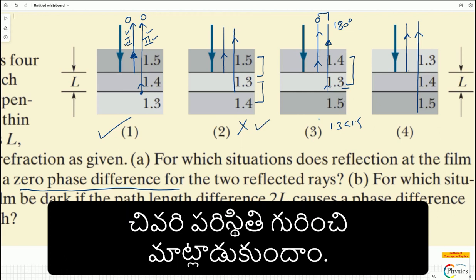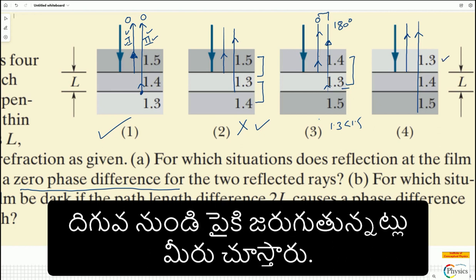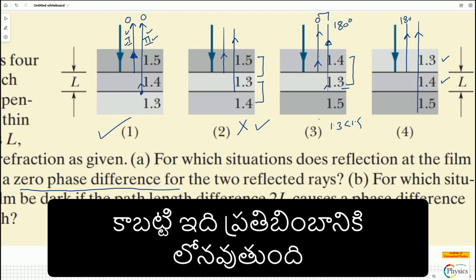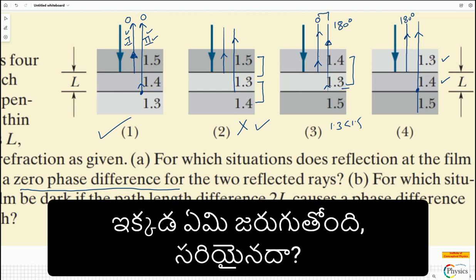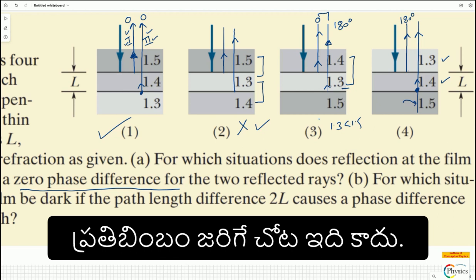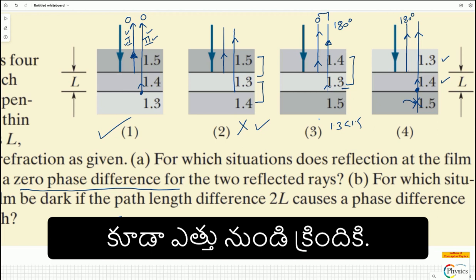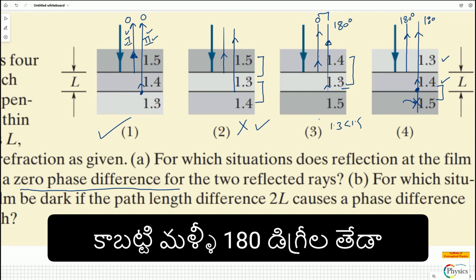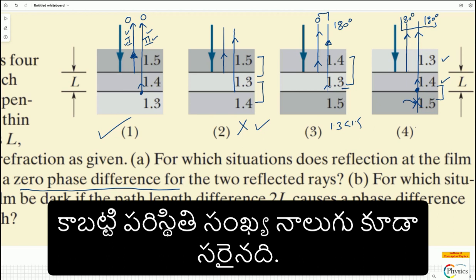Let's talk about the last situation. In the last situation, the first reflection is happening from lower to higher. So this will undergo a reflective phase difference of 180 degrees. Let's look into the second reflection, which is happening here, right? It is a second reflection happening at the lower point. If you consider this one, this also is from lower to higher. So 1.4 is less than 1.5. So again a 180 degree change is created, and no phase difference will be there between these two. So situation number 4 is also right.